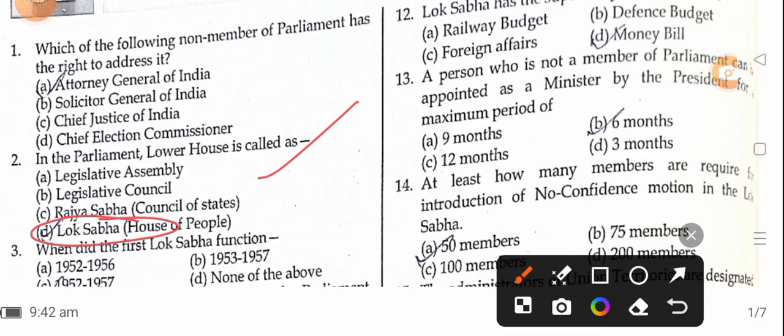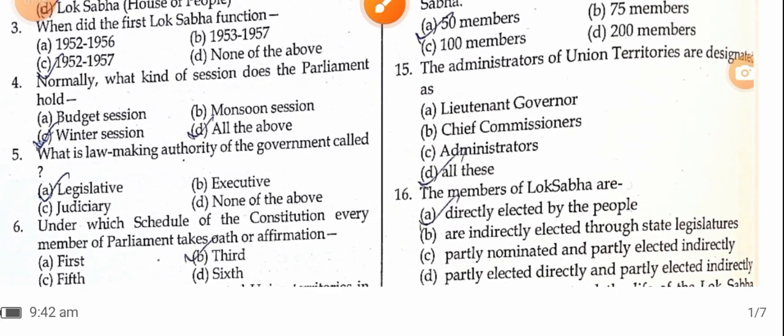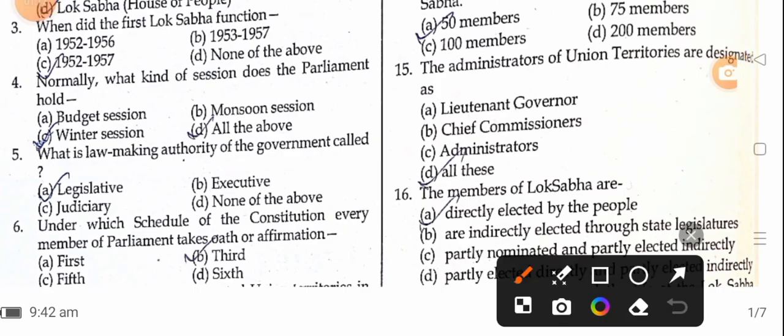When did the first Lok Sabha function? The right answer is 1952 to 1957. Option C is the right one. Normally, what kind of session does the Parliament hold? Winter session. Normally, the winter session is held in the Parliament.